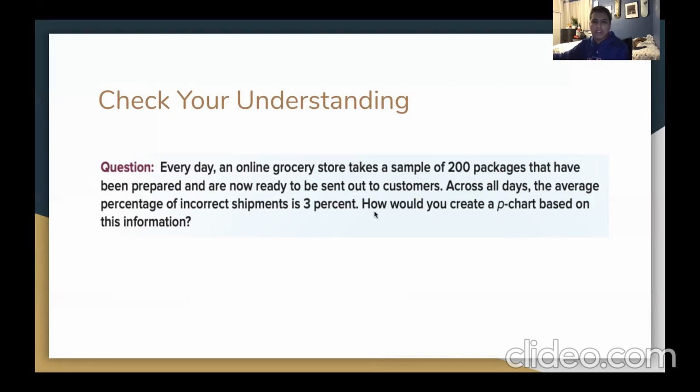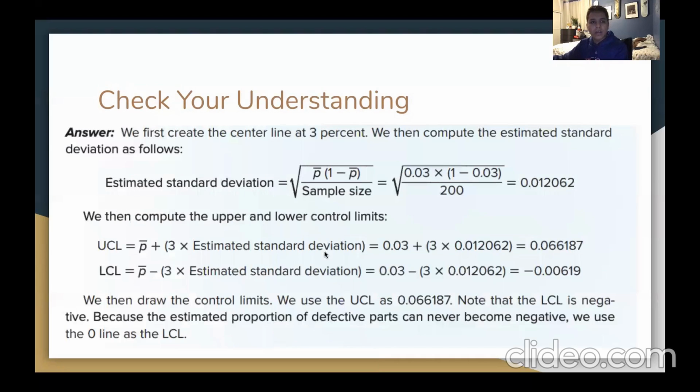So we first need to understand that it fits our requirement of a big sample size of 200, and we have our 3% here. So I'm going to show you the answers. If you need, you can pause here. All right, so first, we need to create our center line, which is at 3%. And then we need to compute our UCL and LCL. And we need to do the standard deviation.